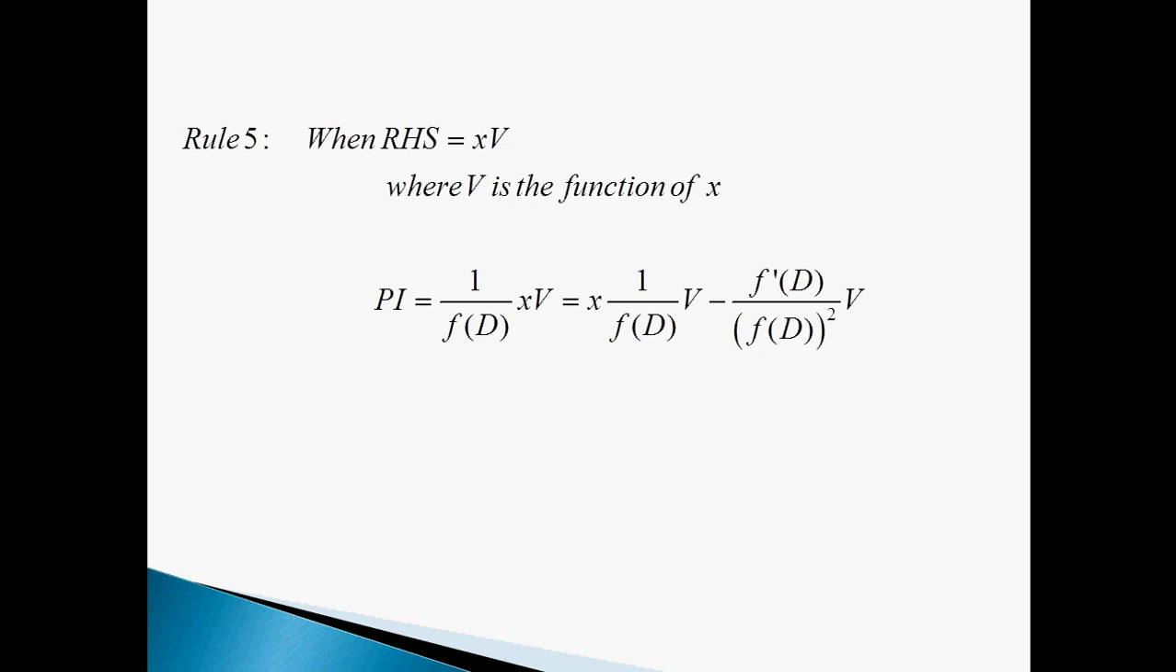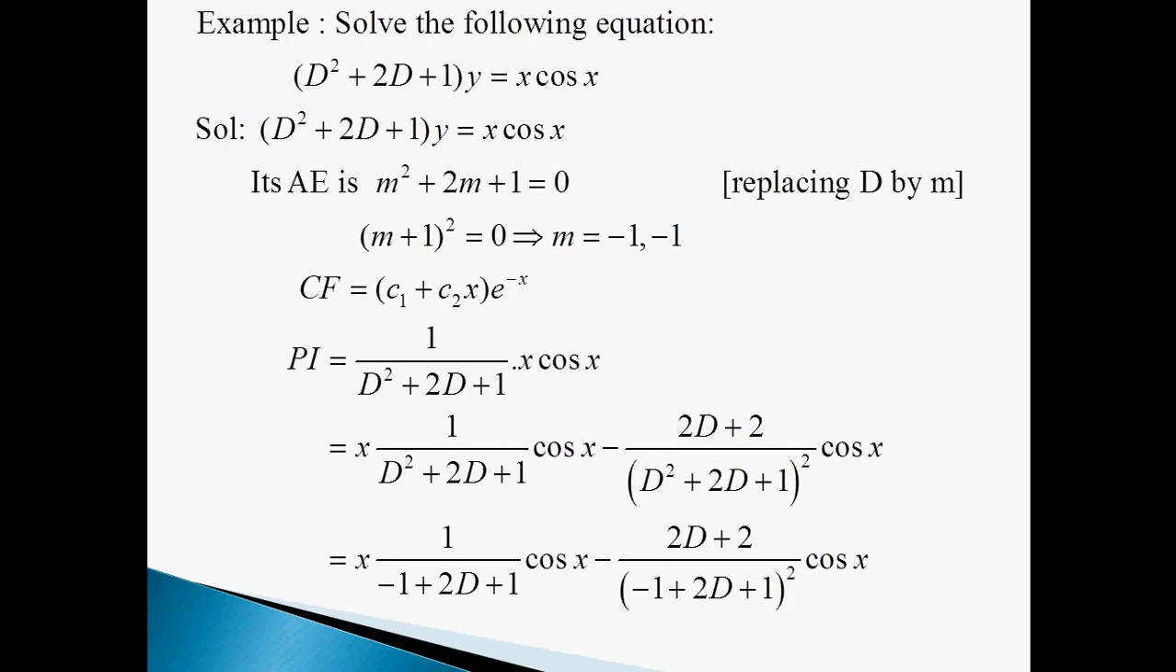Next rule: when the right hand side is equal to x v, where v is a function of x, then the particular integral is equal to 1 upon f(D) into x v, which is equal to x times 1 upon f(D) into v minus f dash(D) upon (f(D)) whole square into v. We solve a differential equation. Here the differential equation is (D square plus 2D plus 1) y equal to x cos x.